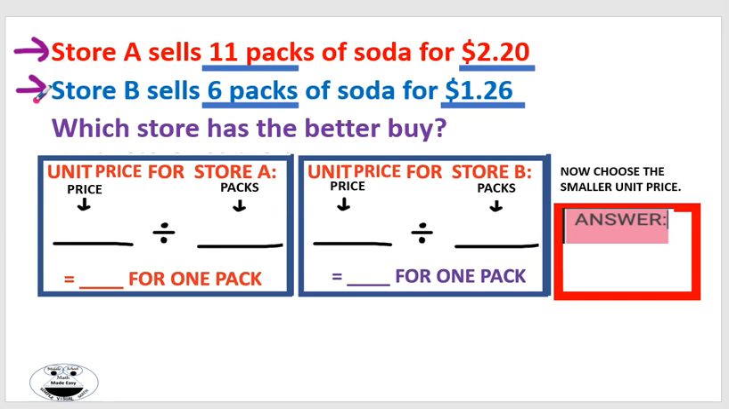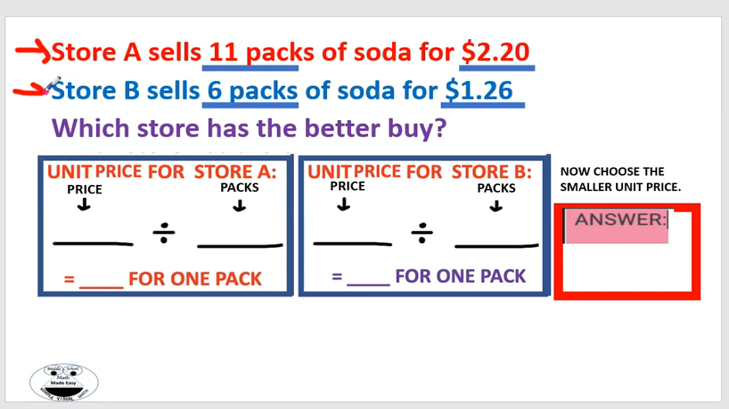One thing I see students do a lot of times is just look at the two prices and say, oh, okay, this one has the better buy because it's less money. Now, sometimes that is going to be the answer, but we cannot just look at the prices and compare them unless we first have the price for one unit. Or if you're comparing the same thing, like if it was 11 packs for 11 packs. Here we're comparing 11 packs and 6 packs. That's not the same amount. So we are going to use unit price to help us determine the better buy.